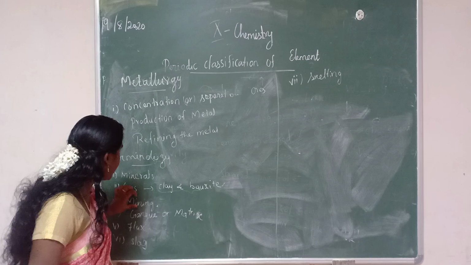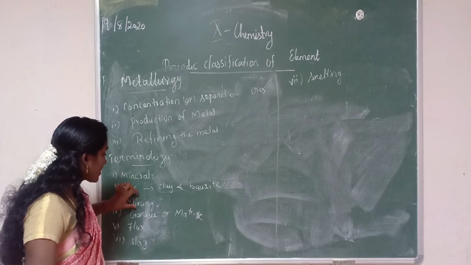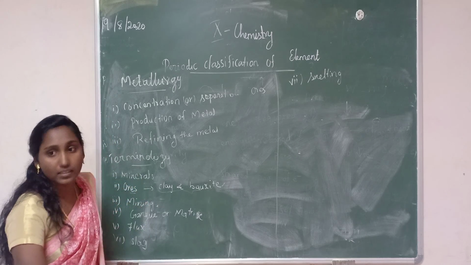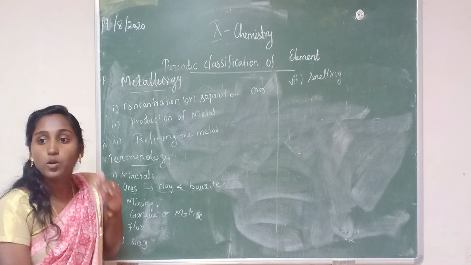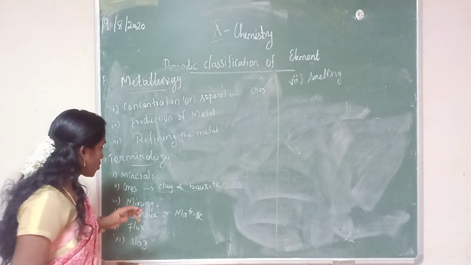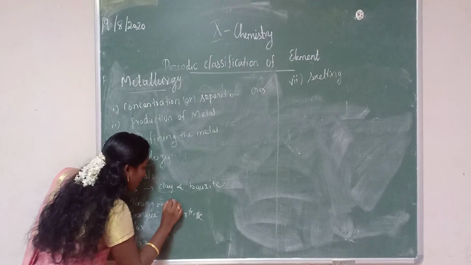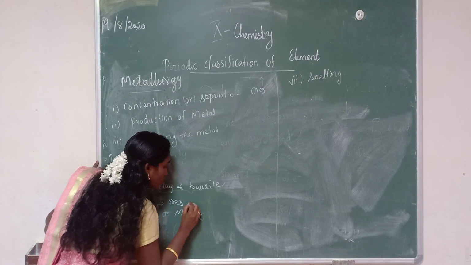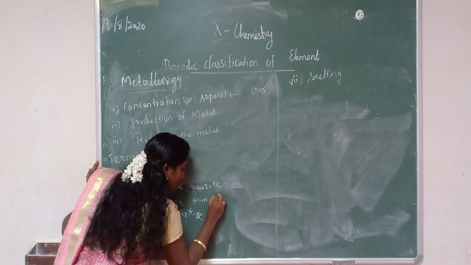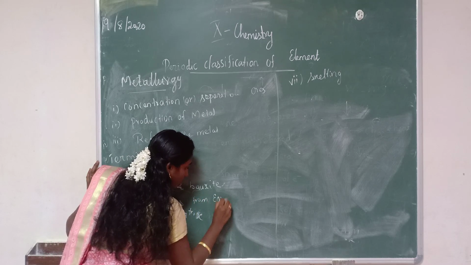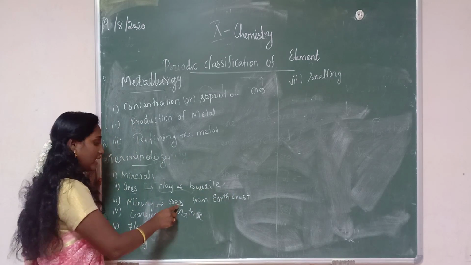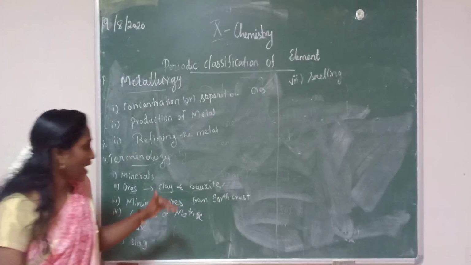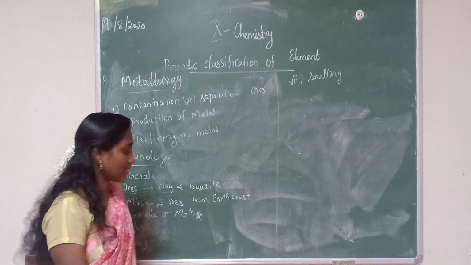The next is mining. Mining means extracting the ores from the earth crust. So first we need to take the ores, right? Then only we can take the metals. So you have to extract the ores from where? Earth crust. Extract the ores from earth crust. This is the process to extract the ores from earth crust.